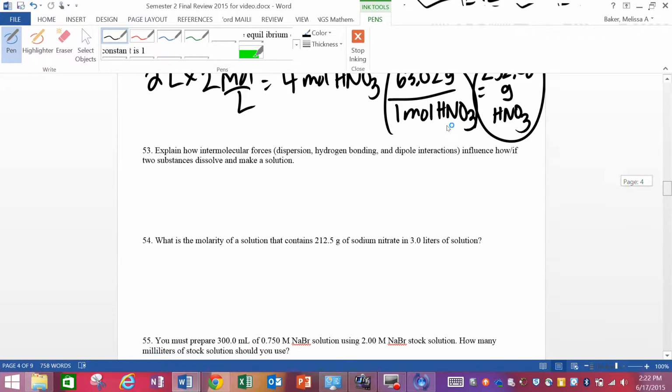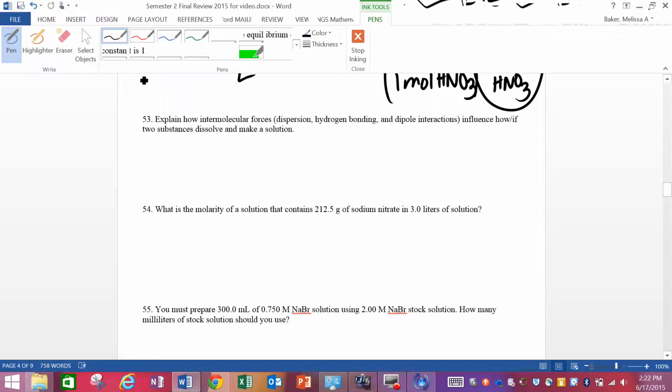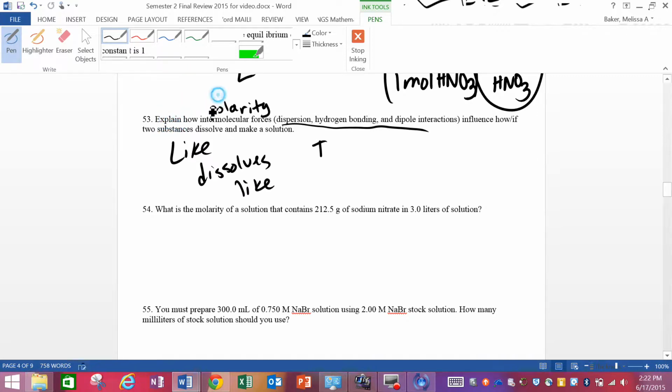53, explain how intermolecular forces, really this is saying how does polarity, which also ultimately affects the intermolecular forces, influence how things are going to dissolve in each other. This is getting at that whole rule where like dissolves like. So let's look at an example. Would iodine crystals dissolve in H2O?